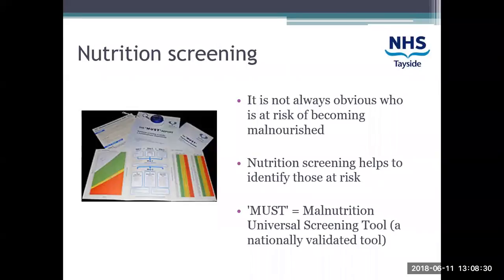So nutrition screening, as we've just highlighted from the previous pictures, it's not always obvious who is at risk of becoming malnourished. And nutrition screening is a great way to help identify those at risk. So the MUST booklet, which I'm sure most of you will be familiar with, stands for the Malnutrition Universal Screening Tool. It is a nationally validated tool used across the UK within care homes and also within hospitals. It's the most commonly used tool to identify those at risk.